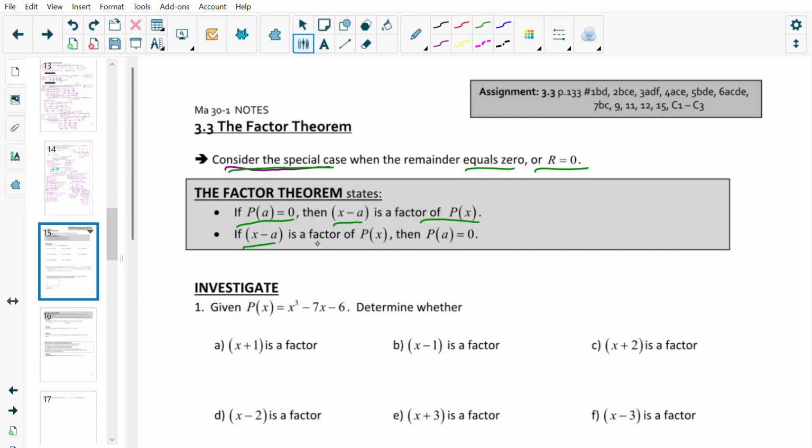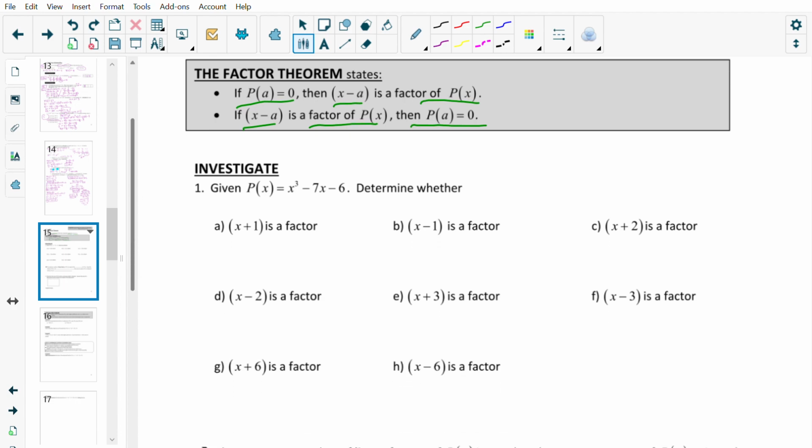If x minus a is a factor of p of x, then the reverse is true: p of a equals 0. Let's investigate. For x cubed minus 7x minus 6, determine whether x plus 1 is a factor. So p of negative 1, let's evaluate. That equals 0. This is a big yes. This is a factor.